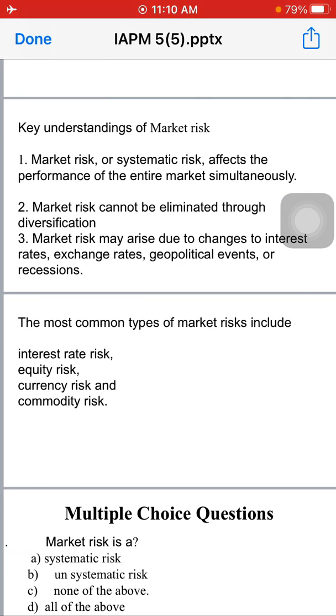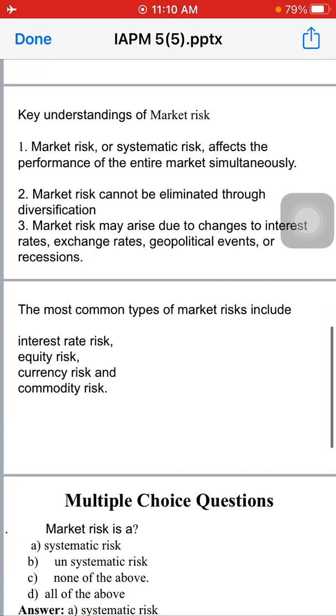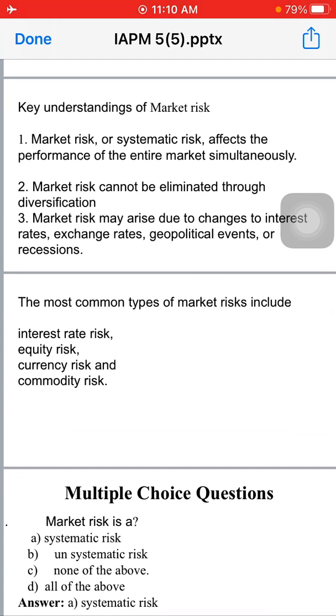We have come to the end of the session. So, let us see the MCQs. Market risk is a systematic risk, unsystematic risk, none of the above, all of the above. What is market risk? It is a systematic risk.